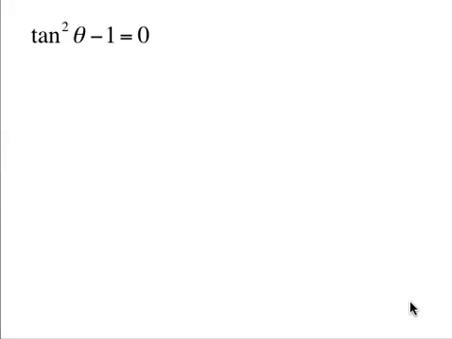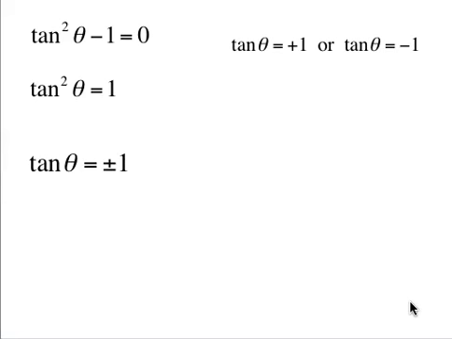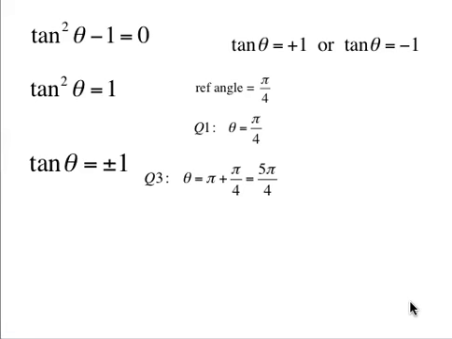Next up, we have tan squared theta minus 1 is 0. Adding 1 to both sides, tan squared theta is 1. Taking the square root of both sides, tan theta is plus or minus 1. So again, two equations to solve. Tan theta is 1, or tan theta is negative 1. Reference angle in each case will be pi over 4. But if tan theta is 1, tangent is positive in quadrant 1 and quadrant 3. Quadrant 1, it's pi over 4. Quadrant 3, pi plus pi over 4, or 5 pi over 4.